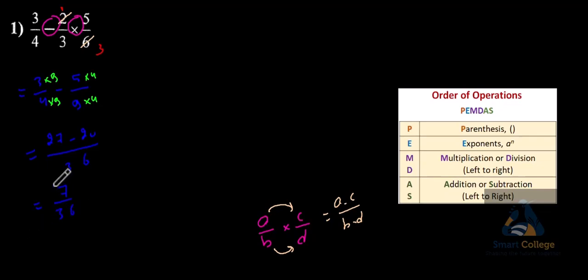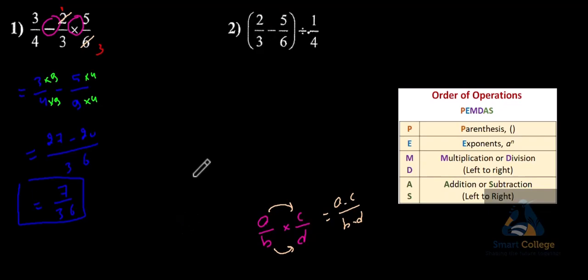Now check if we can simplify 7 and 36. 7 is a prime number, it's divisible only by itself. 36 is not divisible by 7, so we can't simplify. So this is the final answer. Let's have another example.